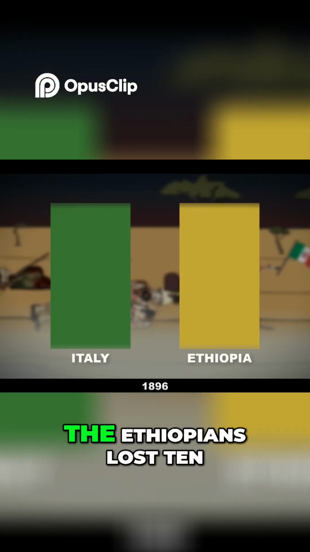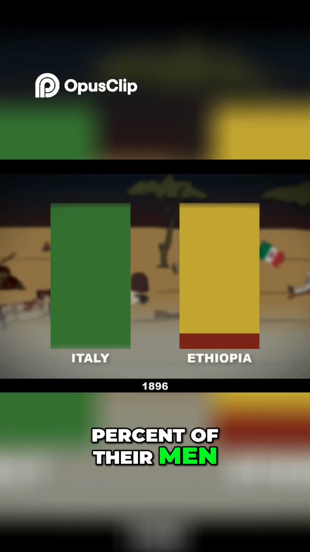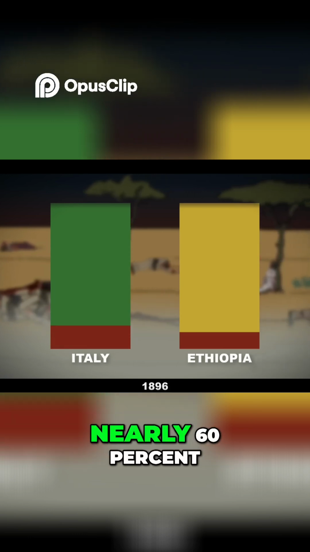During all of this, the Ethiopians lost 10% of their men, while the Italians lost nearly 60%.